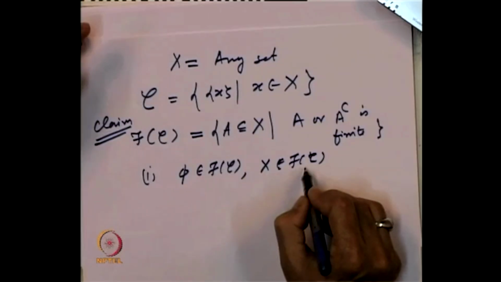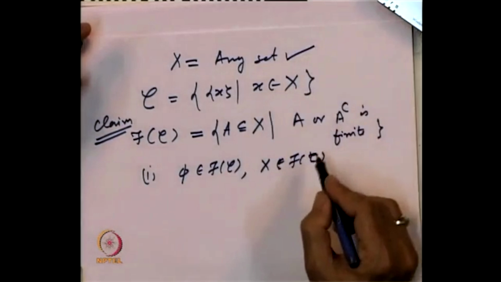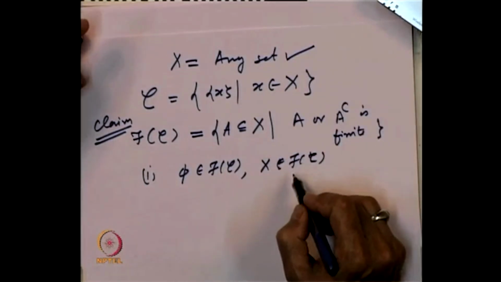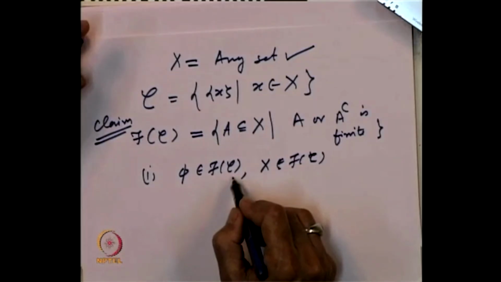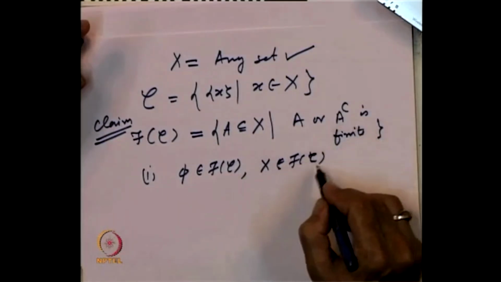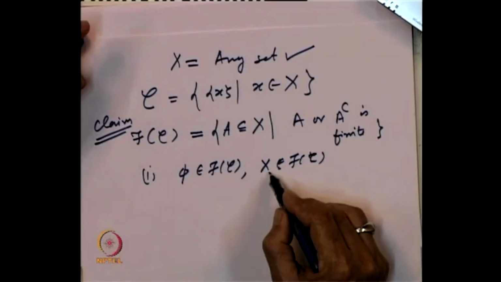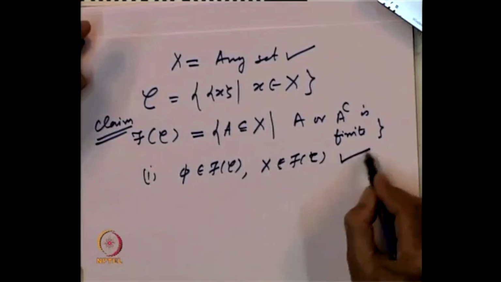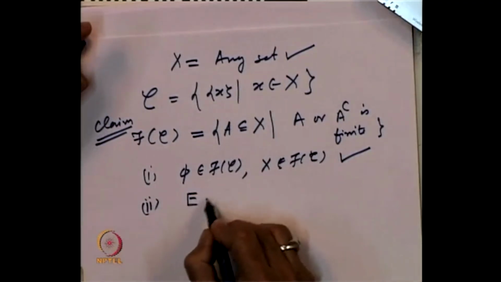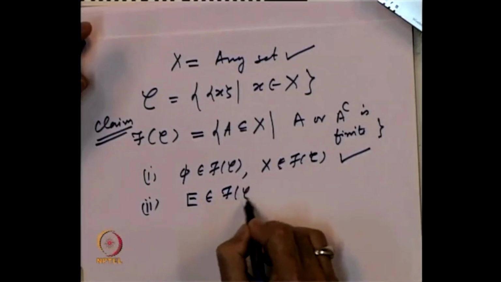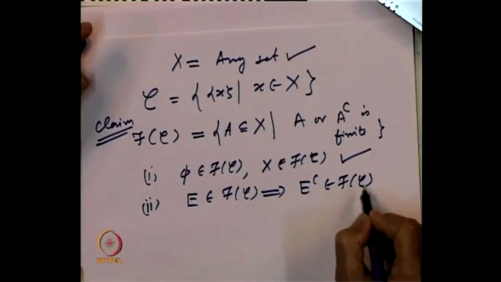So for X to be an element of f of C, either X should be finite, which we don't know because it's any set, right? It may or may not be finite, but we know its complement, which is the empty set, is finite and in f of C. So by the second criterion, A or A complement. So X may not be finite, but its complement is the empty set which is finite. So this property is true. Let us check the second property, namely, if E belongs to f of C, does this imply E complement belongs to f of C? Is this true?